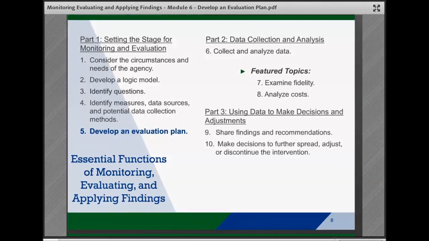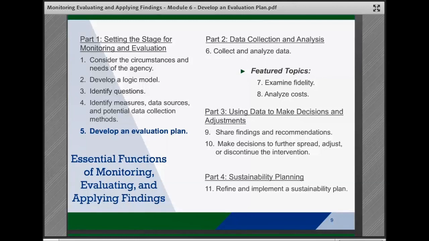Part 3 outlines how to use the data collected to make decisions and adjustments, with 2 functions on sharing findings and recommendations, and then making decisions to further spread, adjust, or discontinue. And Part 4 is on sustainability planning and how teams should refine and implement a plan to sustain interventions when this is the decision of the team and stakeholder groups. Let's get started.